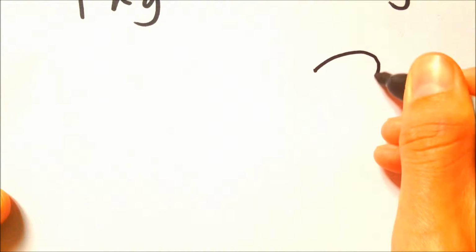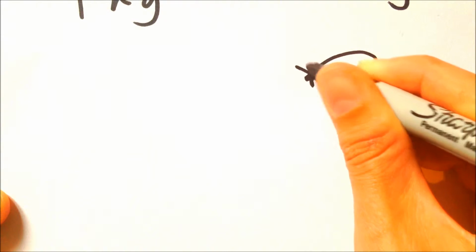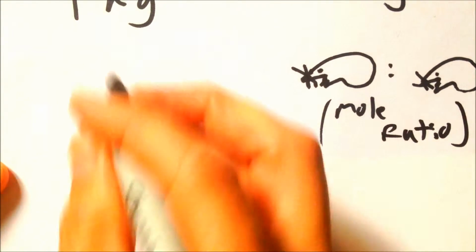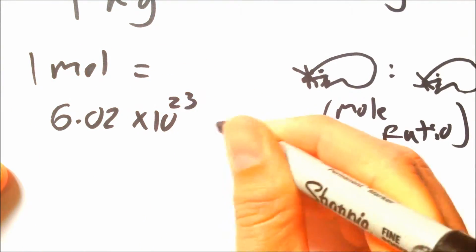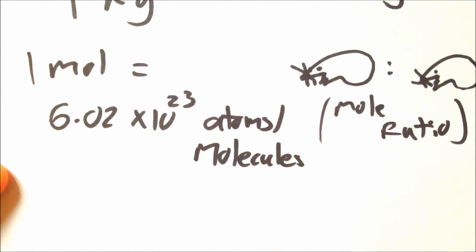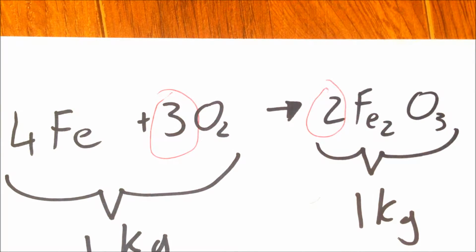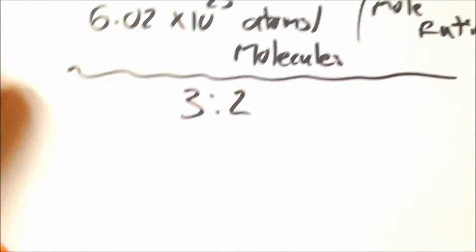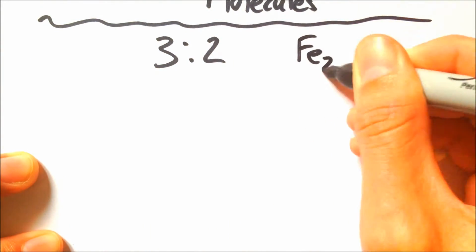The equation tells us the mole ratio. Now, if we want to know how much oxygen reacted to make the rust, then we need to use this. The equation tells us quite clearly that for every 2 moles of Fe2O3 made, 3 moles of O2 must have reacted. The O2 to Fe2O3 ratio is 3 to 2.